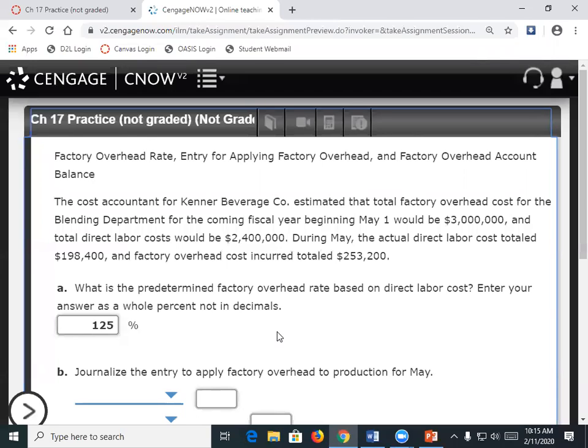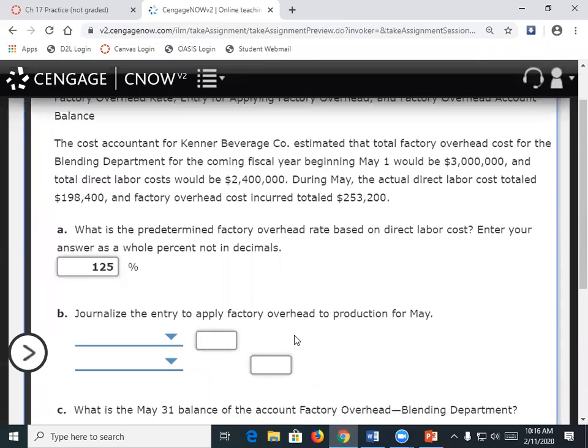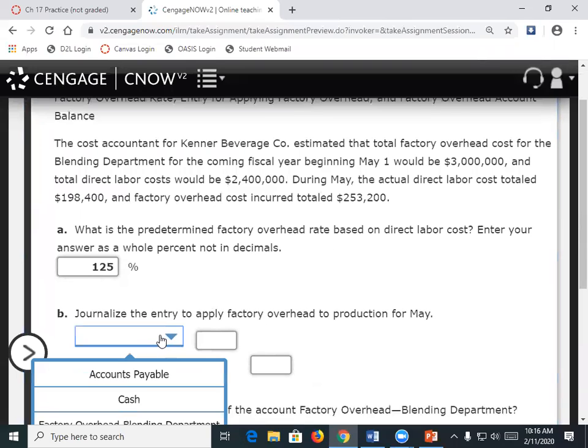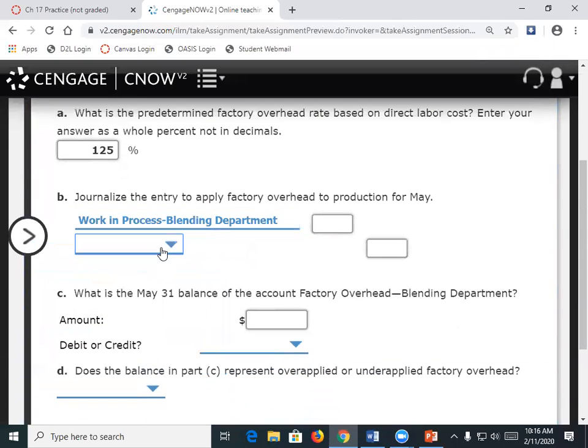Now it's asking us to journalize the entry to apply factory overhead to production for May. What do I debit and credit for applied overhead? What accounts? This is the same as the last chapter. Work in process, good. And factory overhead, very good. In this case, notice the only difference is we have a specific department. Work in process blending department, debit. Credit to factory overhead blending department. So applied overhead is always credited.